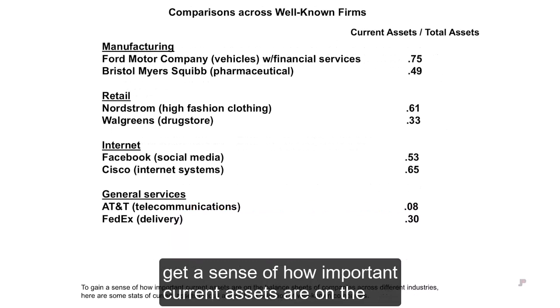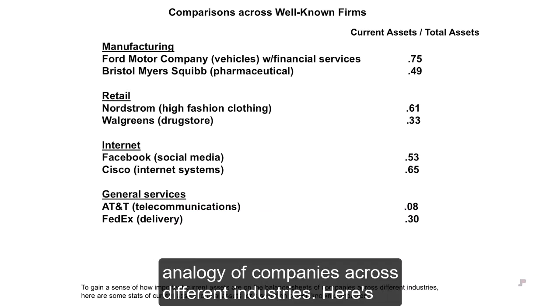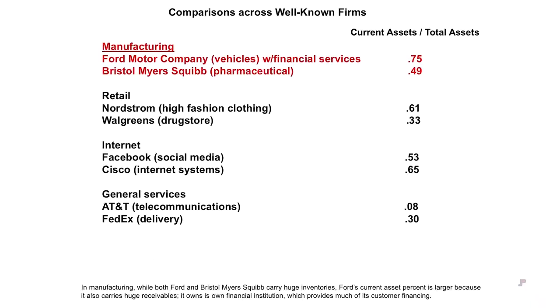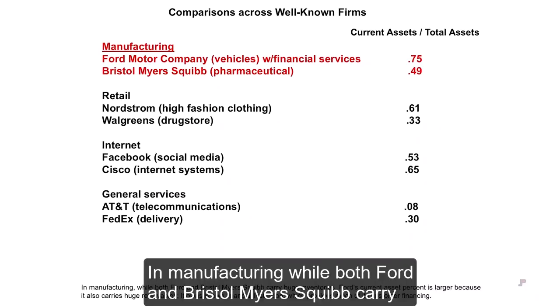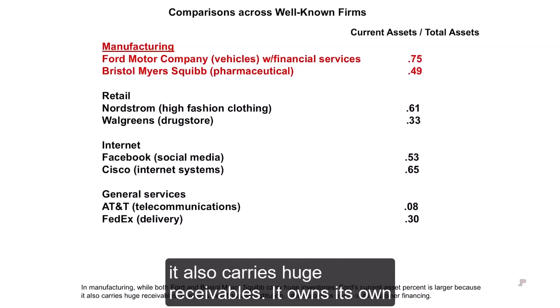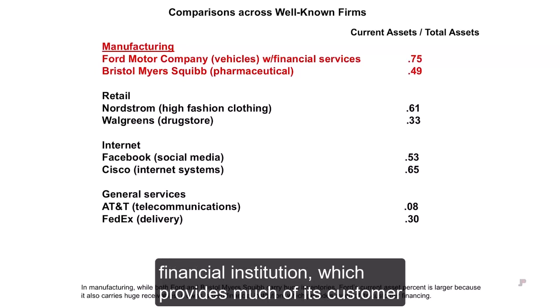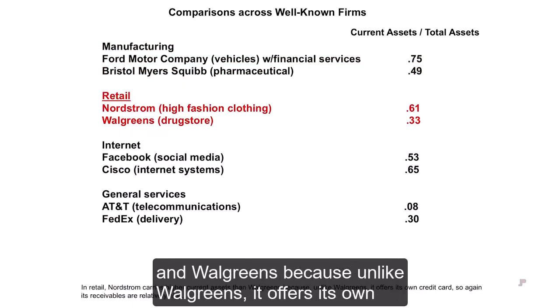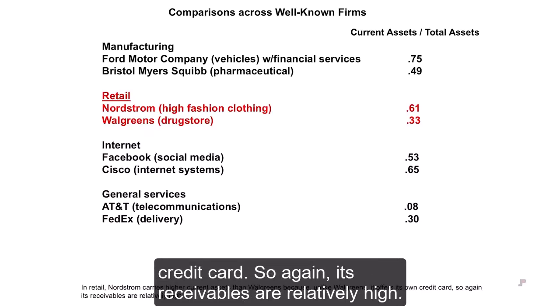To gain a sense of how important current assets are on the balance sheet of companies across different industries, here are some stats of current assets to total assets for a selection of well-known companies. In manufacturing, while both Ford and Bristol-Myers Squibb carry huge inventories, Ford's current asset percent is larger because it also carries huge receivables. It owns its own financial institution, which provides much of its customer financing. In retail, Nordstrom carries higher current assets than Walgreens because, unlike Walgreens, it offers its own credit card. So again, its receivables are relatively high.